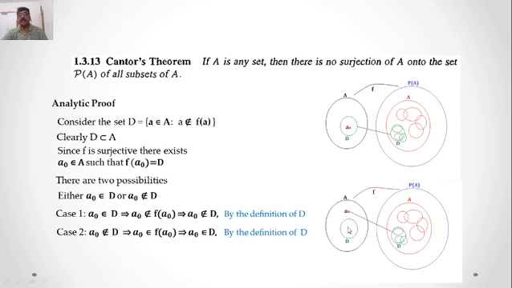Now assume the other case. Suppose a naught is not in D. If a naught is not in D, that means a naught is in f of a naught. That is, a naught is in D. Again you are getting a contradiction. If a naught is not in D, then a naught is in D. So it is not possible to define a surjection f from A onto P(A). That's the proof.